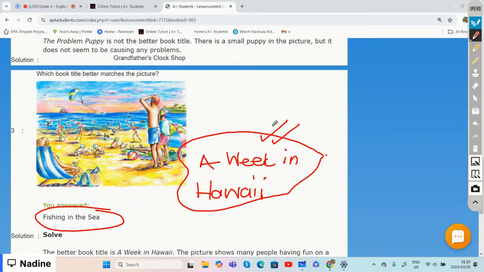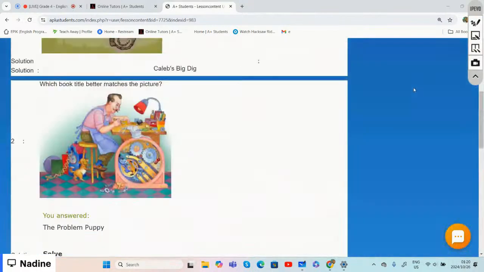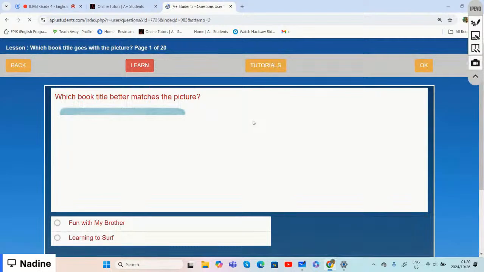All right. So it's not fishing in the sea because we don't see anybody fishing in the sea, but we are seeing that people are having a good time, right, at the beach. So we'll go with a week in Hawaii because we can see a lot of people having fun, swimming, gives us a nice ocean islandy vibe. So very nice. All right, so now we're going to our test where we're going to say which book title goes with the picture.